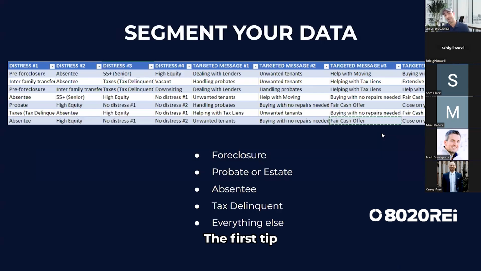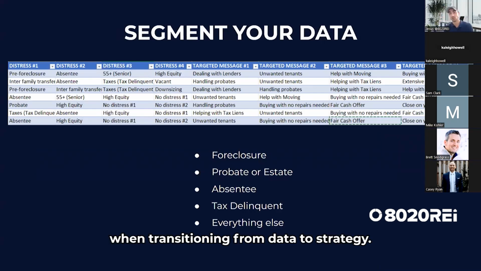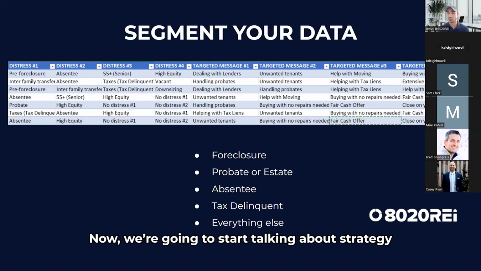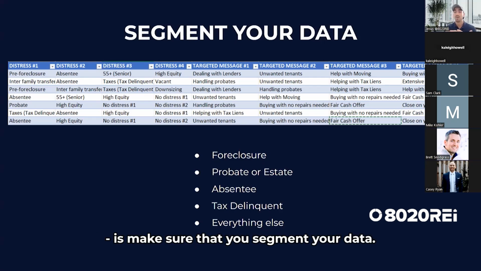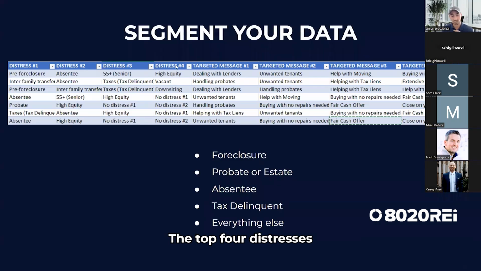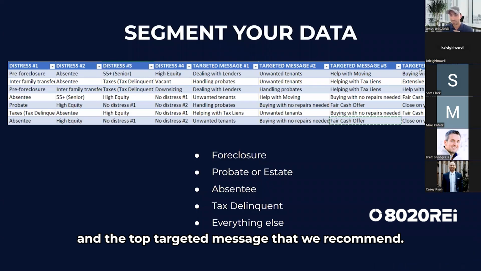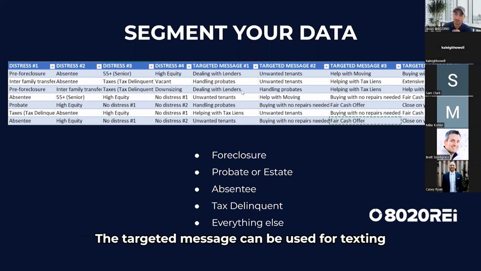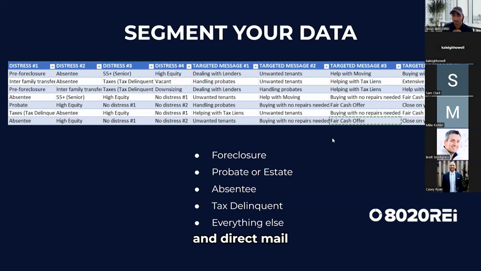The first tip when transitioning from data to strategy, right? Now we're going to start talking about strategy: make sure that you segment your data. And what I mean by that is when we're giving you the fulfillments every month, you're getting the top 4 distresses that property is going through and the top targeted message that we recommend, right? The targeted message can be used for texting and direct mail, but we're going to be focused on the texting today. And I would say create 5 different campaigns based on the pain points.